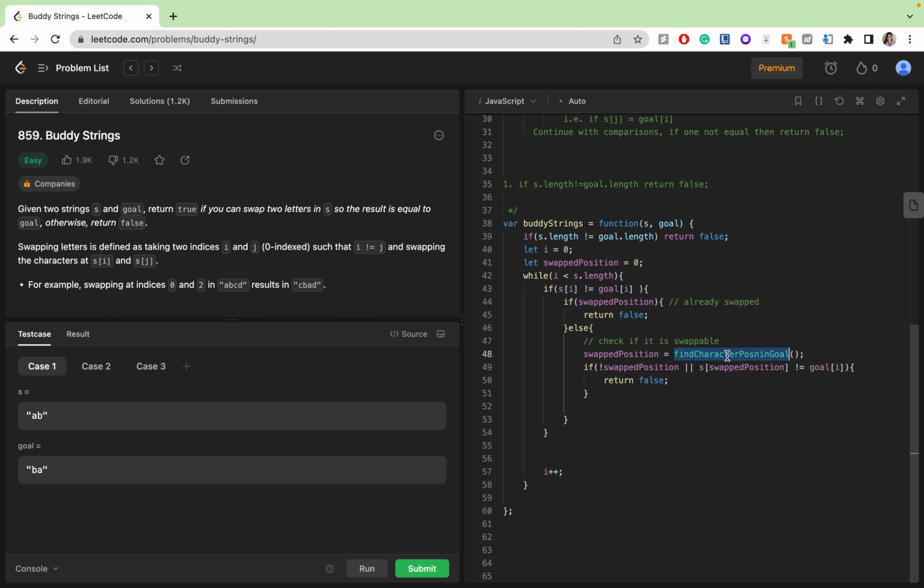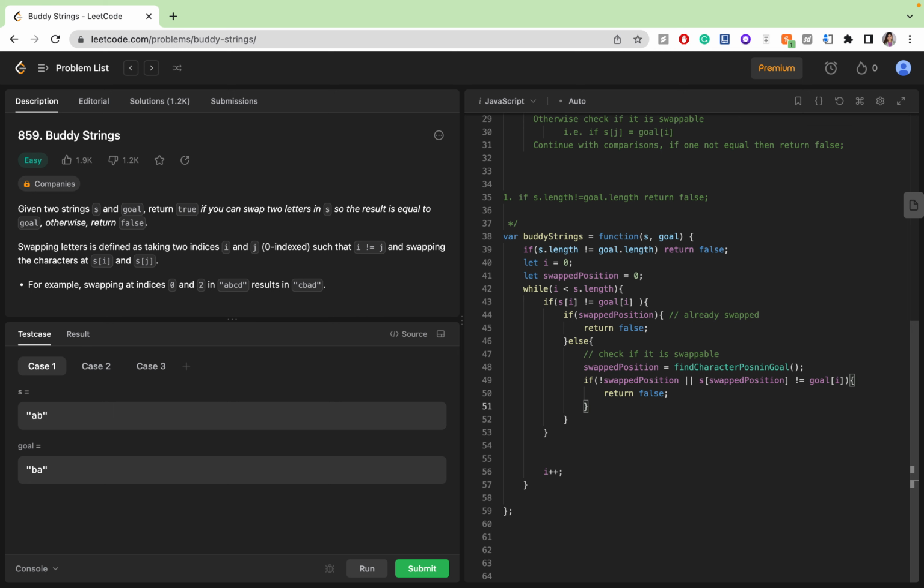I mean, this find character position will return 0 if it doesn't find any position. So if this is 0, or if it is not equal to, then it will return false. Otherwise nothing. So that's it.